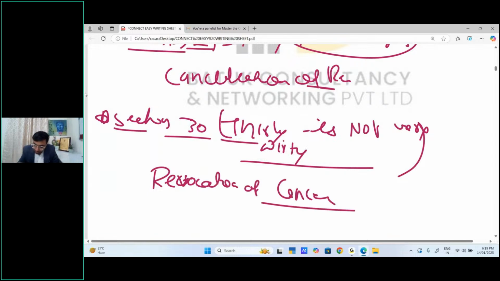Revocation of cancellation of registration. If the departmental authority has passed the order for the cancellation of registration, in that case you may file an application for the revocation of cancellation within a specific time. Section 30 is not very dirty because this section is providing the opportunity for revocation of cancellation of registration.